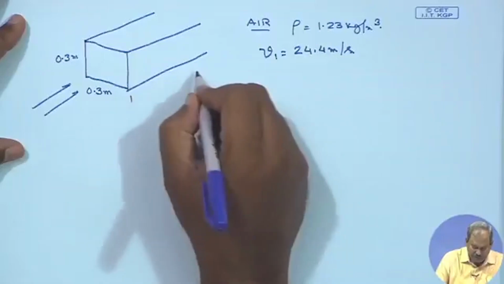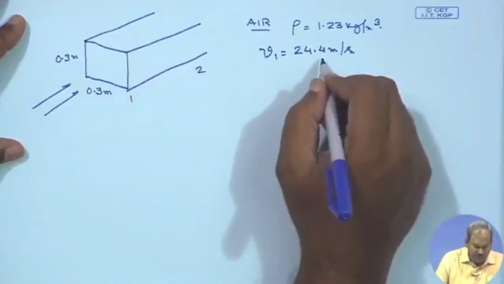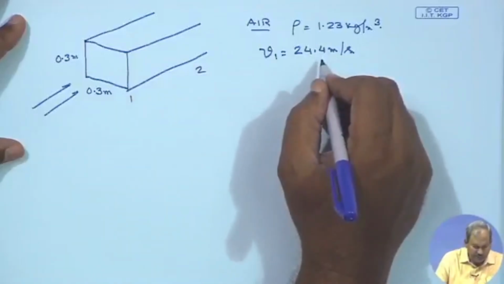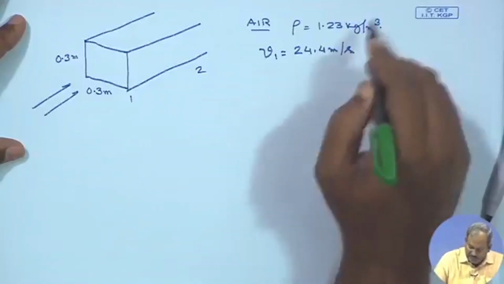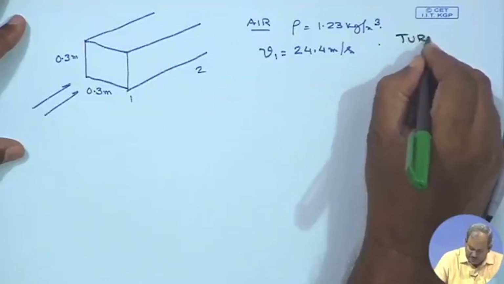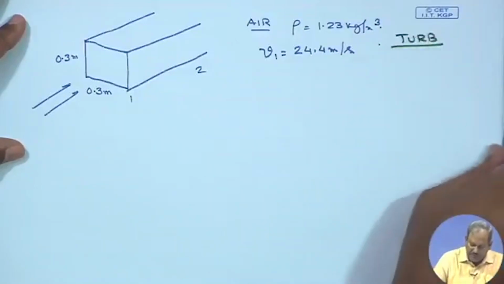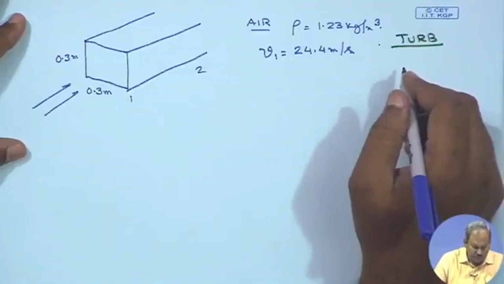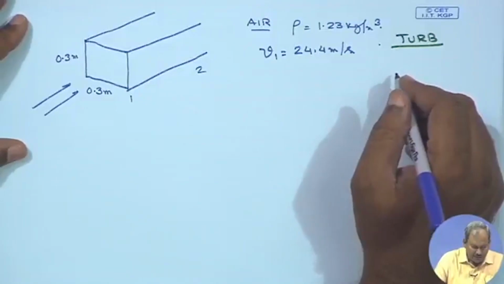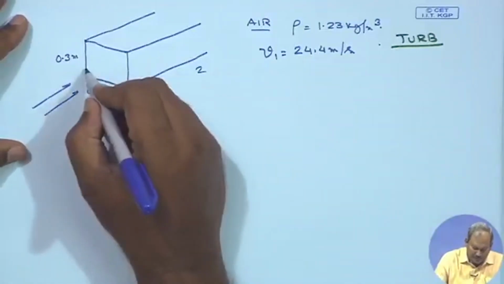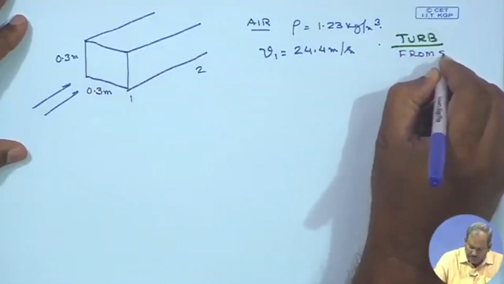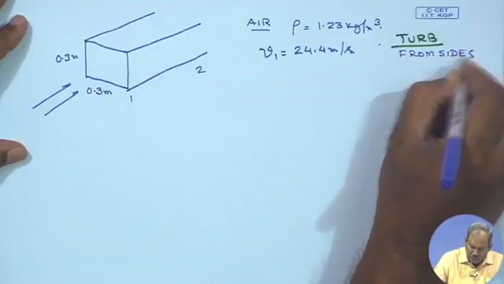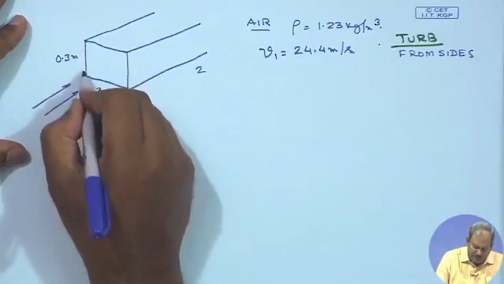Okay. So, this is 1, this is 2, this is 24.4 meter per second and it is turbulent boundary layer everywhere. So, we have turbulent boundary layer at 1 as well as at 2, and the turbulent boundary layers are going to form on all sides. So, they are going to form on all 4 sides which are forming this duct.